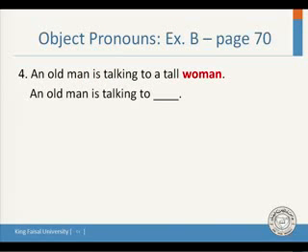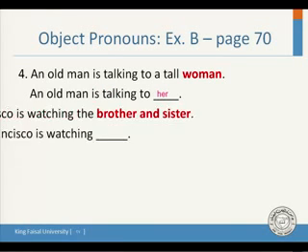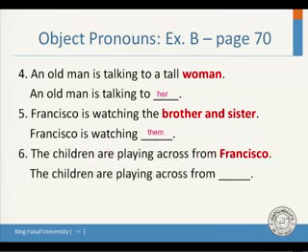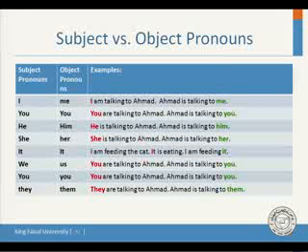More sentences. An old man is talking to a tall woman. An old man is talking to a woman, to her. To her. Francisco is watching the brother and sister. Francisco is watching them. Is watching them. The children are playing across from Francisco, so they are playing across from him.